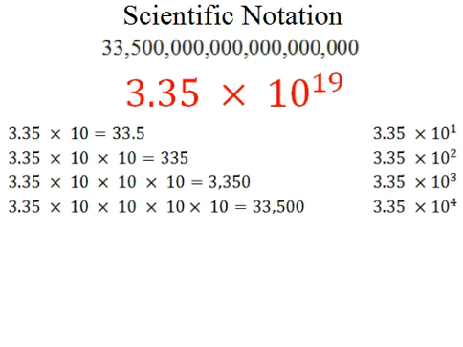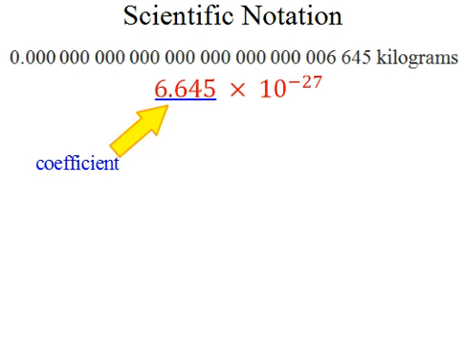We do something similar with really small numbers, but instead of multiplying by 10, we divide by 10. And we use negative exponents to indicate how many times the decimal moves to the left, the other direction. So to write this number in scientific notation, we start with the first number, the coefficient, which is 6, put a decimal point, and then write the rest of the numbers that appear, 6, 4, 5. So we have 6.645 as our coefficient.